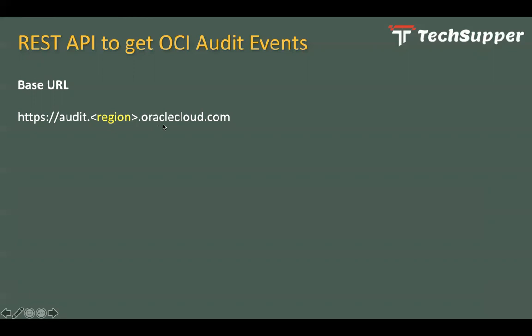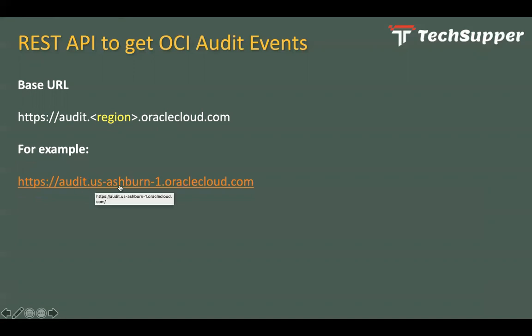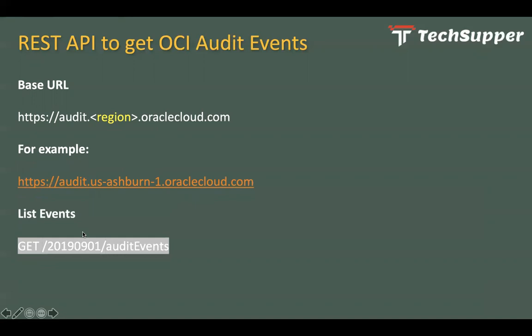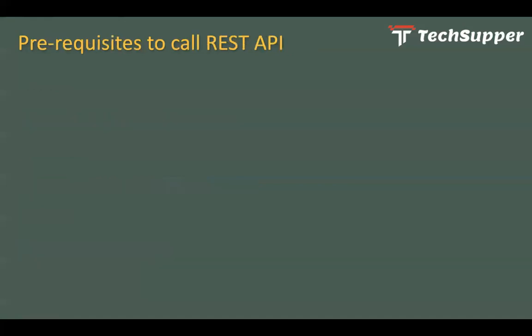So region.oraclecloud.com. For example, if you want to get the audit log of Ashburn, you need to append the region like audit.us-ashburn-1.oraclecloud.com. So that is your region. And then what is the API, like list events? So this is the GET API, like /20190901/auditEvents. So this is the API which you need to use to get all the logs.